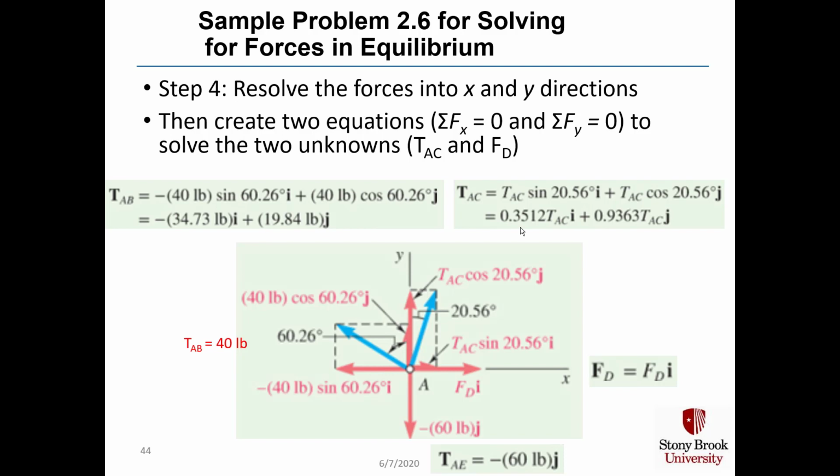So it's 0.3512 times the magnitude T sub AC times vector i, plus 0.9363 times the magnitude of T sub AC times vector j. F sub D is our drag force, and we don't know what its magnitude is right now. We do know, though, that it's a force in the positive x direction. It has some magnitude to be calculated. That's shown in italics as F sub D, and that multiplies vector i.